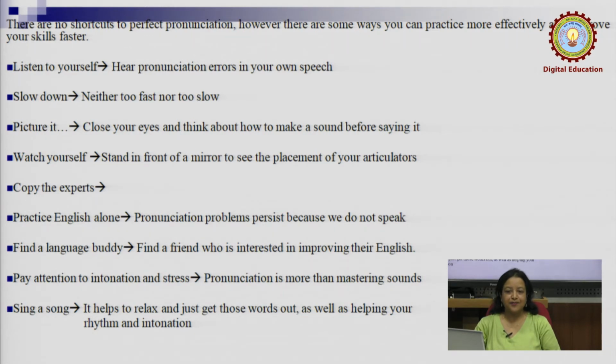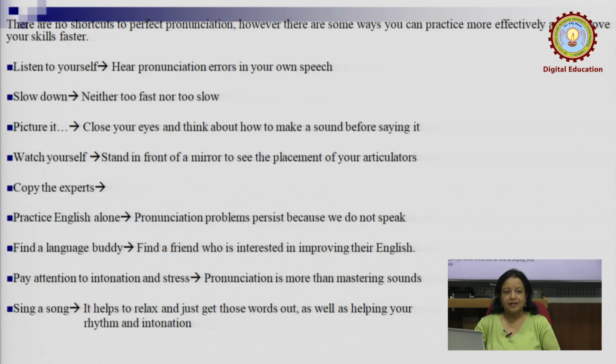The third is picture it. Close your eyes and think about how to make a sound before saying it. Fourth, watch yourself. Stand in front of a mirror to see the placement of your articulators. Copy the experts and listen to them. Practice English alone. Pronunciation problems persist because we do not speak. Okay, we are hesitant to speak.